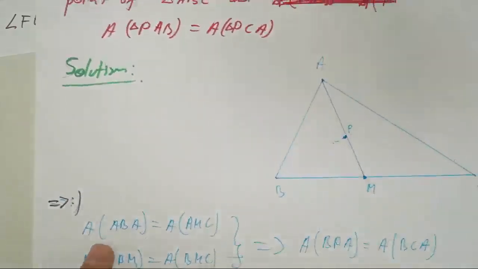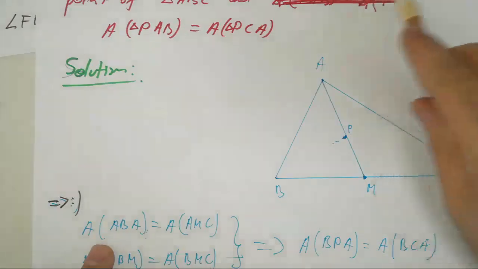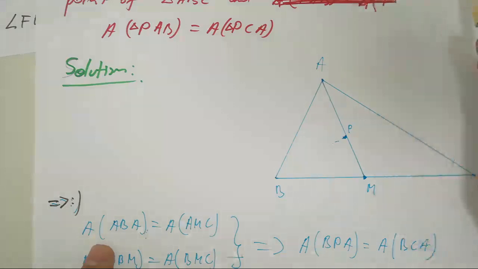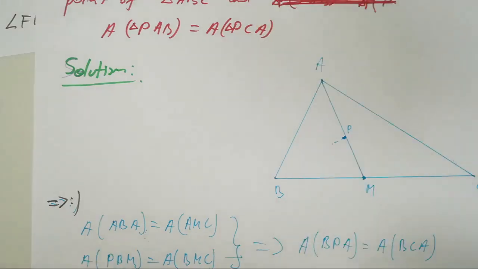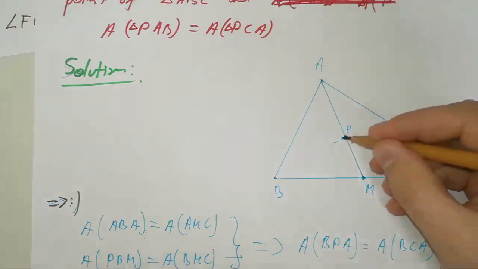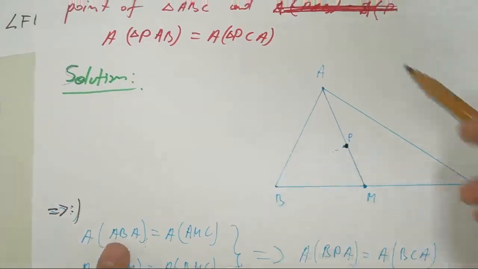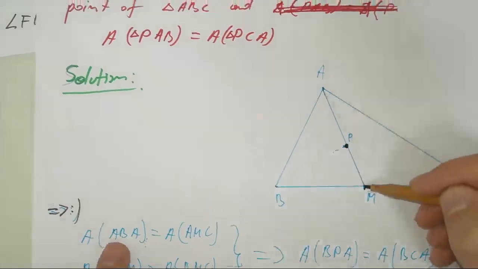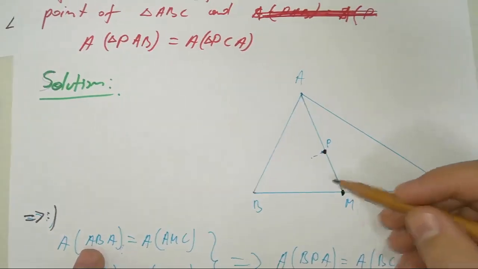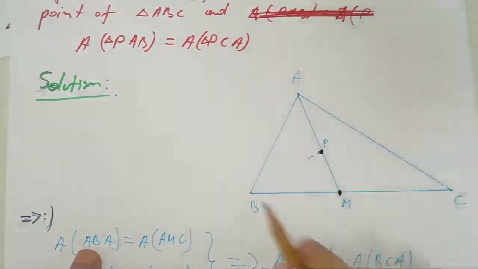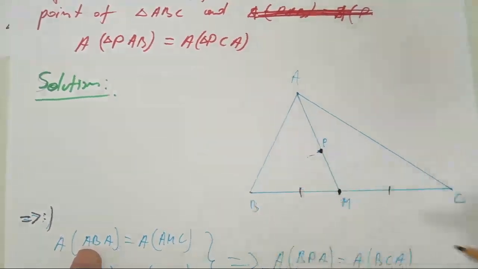So let's say that the point P lies on the median AM of the triangle ABC. So we are taking that assumption. So the point P lies somewhere here. We know that, because this is the median, point M divides the segment BC into two equal parts.